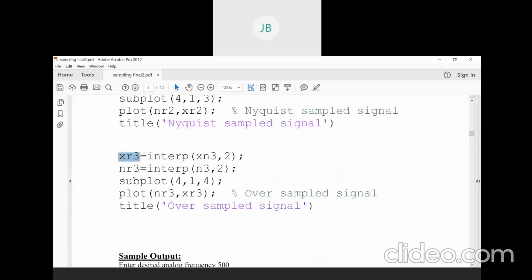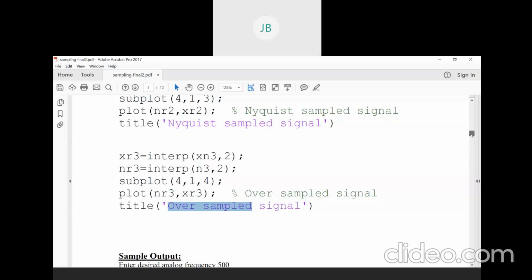Similarly, we do it for the third one, the oversampled version. xr3 is nothing but the interpolation of xn3. xn3 is the oversampled signal, and the number of samples is increased by a factor of 2. So initially if we had 200 samples, now we will have 400 samples, and we will plot nr3 and xr3 and title it oversampled signal.